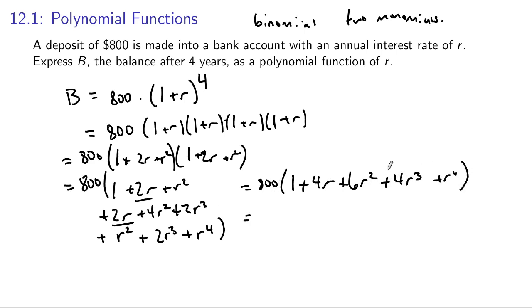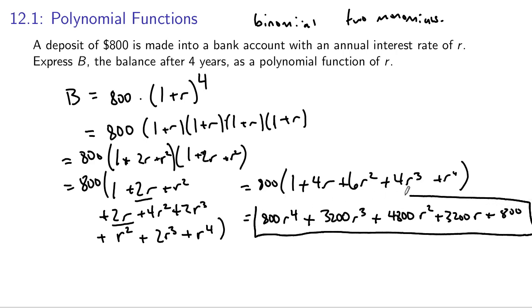And then if we rearrange this and multiply by the 800, you rearrange it so the highest exponent goes first, 800 R to the fourth. 4 times 8 is 32, 3200 R cubed. 6 times 8 is 4800 R squared. And 4R times 800 would be 3200R, and plus 800. Assuming I did all that arithmetic right, this would be the polynomial, which shows you the bank balance after 4 years.